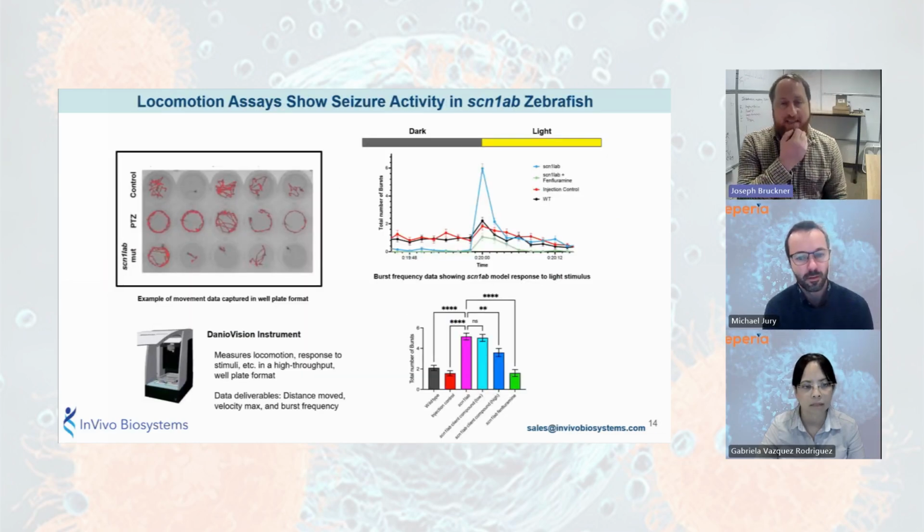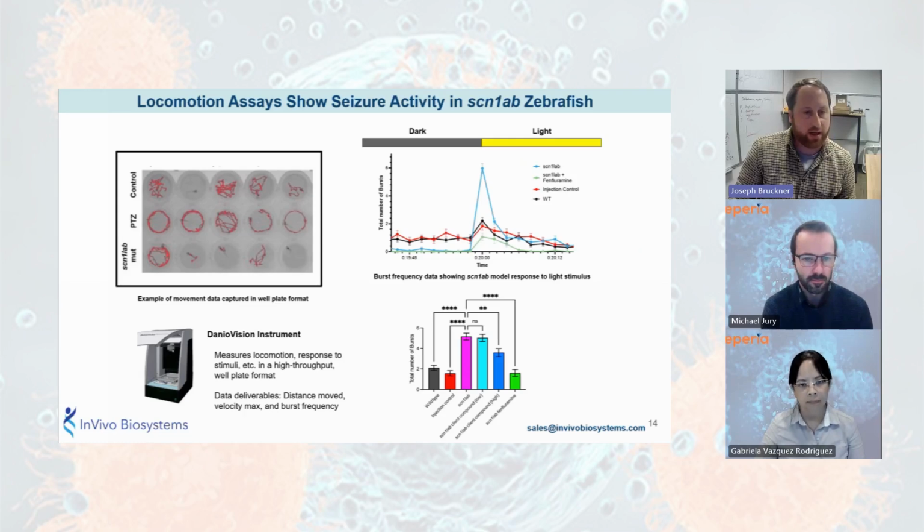So the assay that we then ran on these zebrafish, like I mentioned, this is a zoomed in image of the 96 well plate where each well has an individual zebrafish and we can track their movement over time. So I'm showing you example traces of that tracking. And then also in this behavior chamber, we can apply different stimuli to the animals.